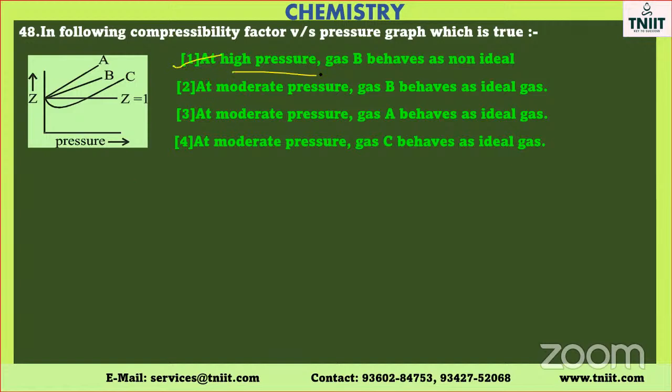At high pressure, gas molecules will be very close to each other. Therefore, gas B will behave as a non-ideal gas. So non-ideal gas will not have force of attraction. When pressure is very high, the molecules will be close to each other, and therefore they can be liquefied. So they behave like a non-ideal gas. Hence, the answer for this question is option 1.